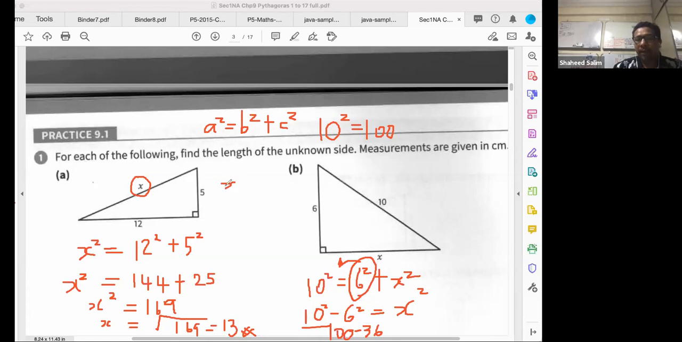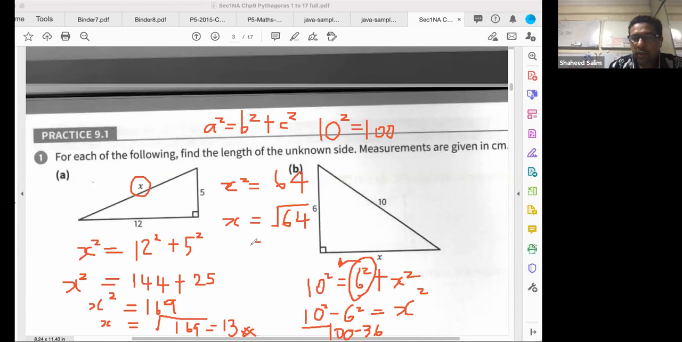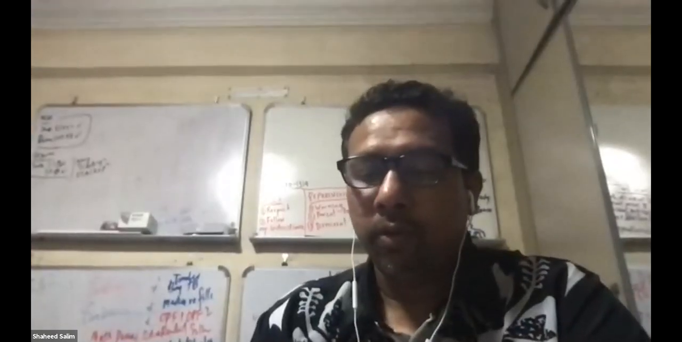Now x square is equal to 64. And you want to find what is x. Square root it. There's a square root button there, down here. If you're not sure, I'll show you in a moment. So you get 8. In case you're not so sure how to get the square root button, for my calculator down here, you press the square root button.